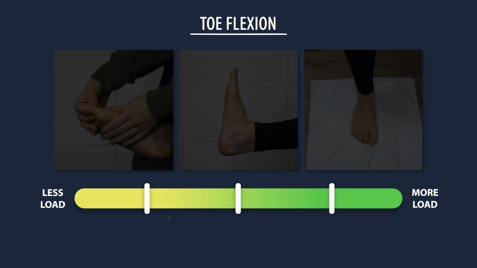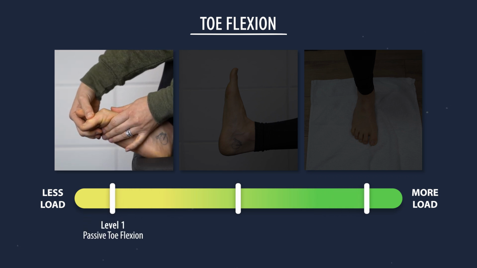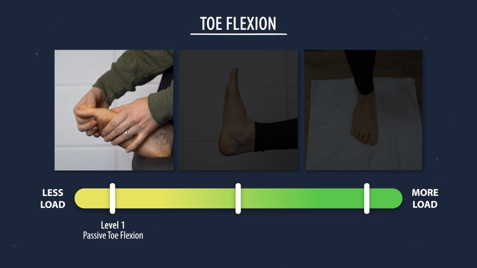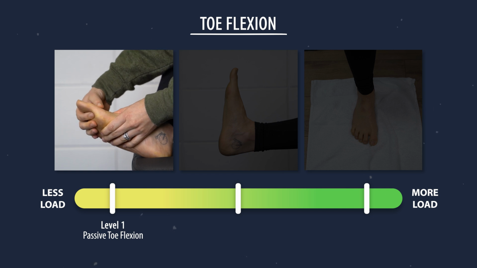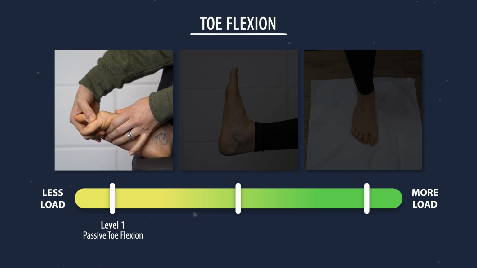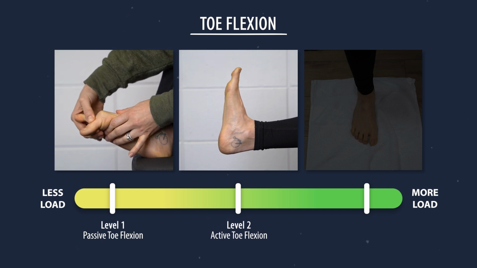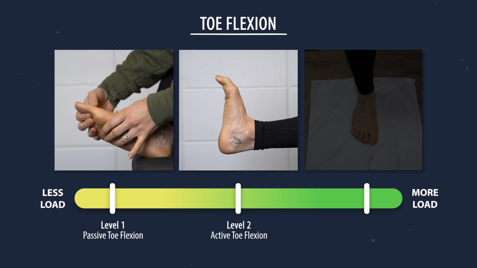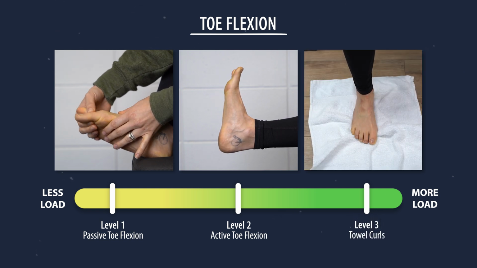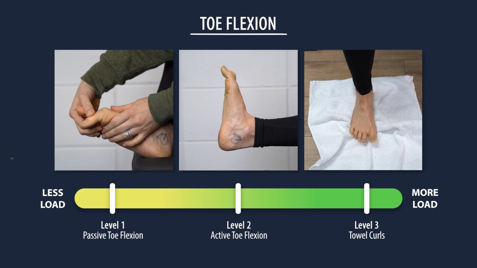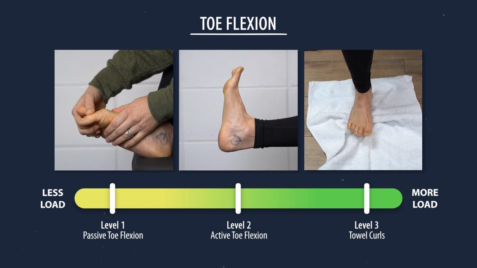Toe flexion progression. Level 1, passive toe flexion. Stabilize the base of your big toe with one hand while you use the other hand to move your toe in and out of a flexed position. Level 2, active toe flexion. Actively curl your big toe as far as you can without pain. And level 3, towel curls. Sit with your feet on the ground and a towel underneath your toes. Curl your toes, pulling the towel towards you.